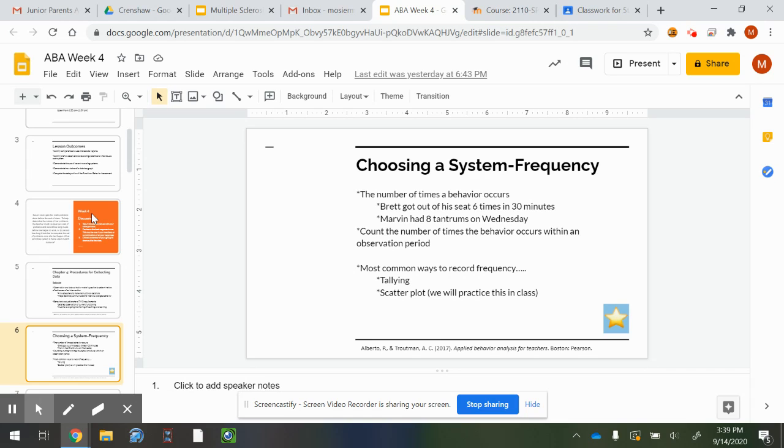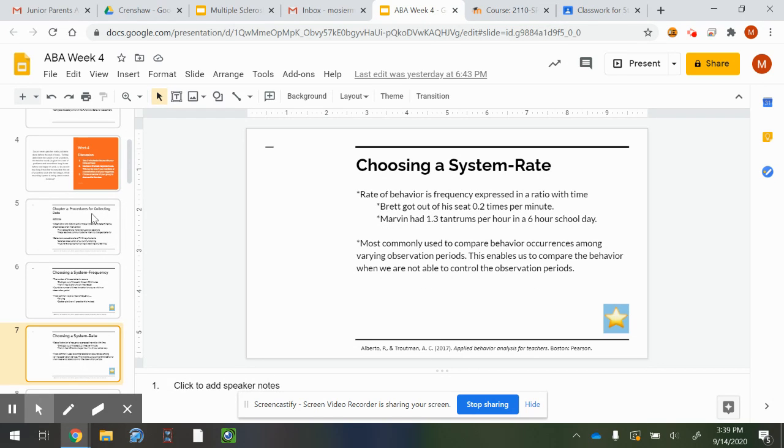Basically, again, all we're doing is counting the number of times a behavior occurs within an observed period. The most common way to record frequency is just a simple tally count. You can also do that with scatter plotting. We'll go over this in class tonight, and we'll actually practice doing some of this with a scatter plot.